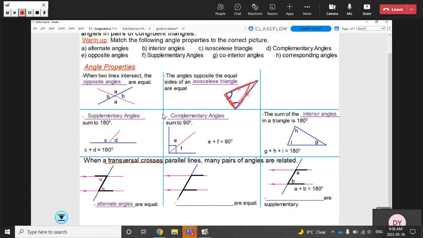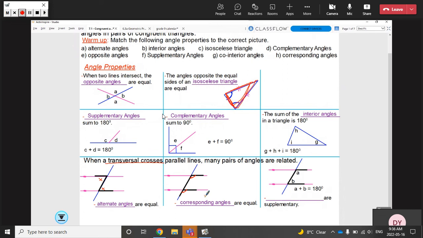Then we have this F pattern going on. The F pattern is called the corresponding angles. And again, it's very similar to the Z pattern where it's like underneath, again, kind of like the armpit of the F. Now, I feel like those are the most common types of angle properties you see.